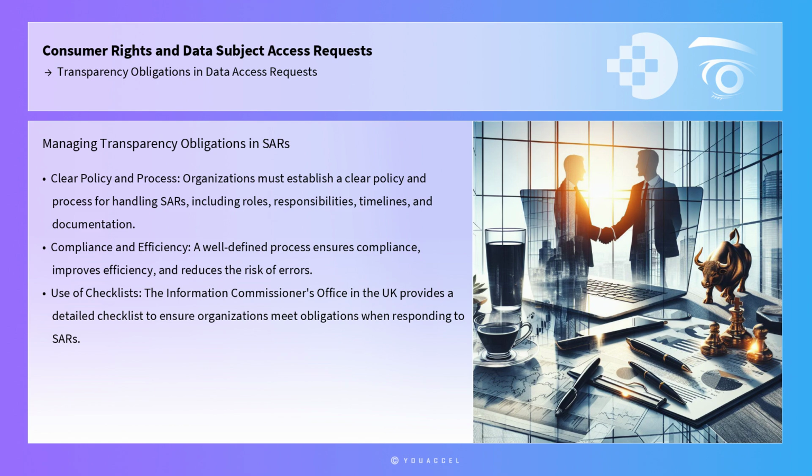A practical framework for managing transparency obligations in SARs can be built around several key components. First, organizations must establish a clear policy and process for handling SARs. This includes defining the roles and responsibilities of staff involved in processing requests, setting timelines for response, and ensuring that the process is well documented and consistently followed. A well-defined process not only ensures compliance, but also improves efficiency and reduces the risk of errors. For example, the Information Commissioner's Office in the UK provides a detailed checklist that organizations can use to ensure they are meeting their obligations when responding to SARs.